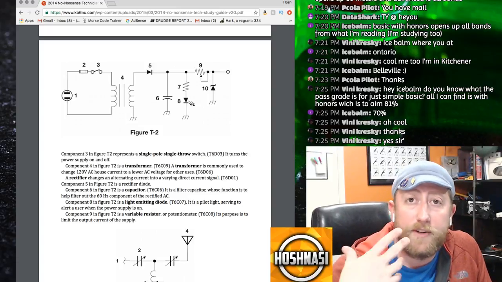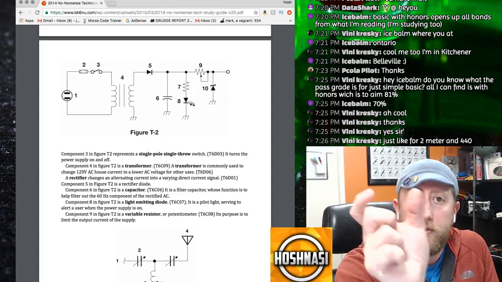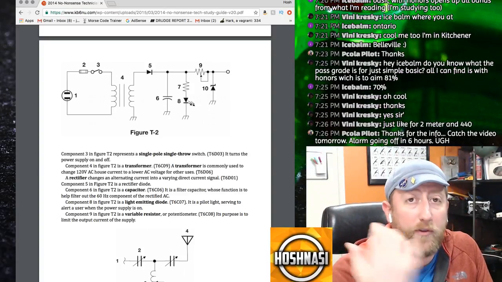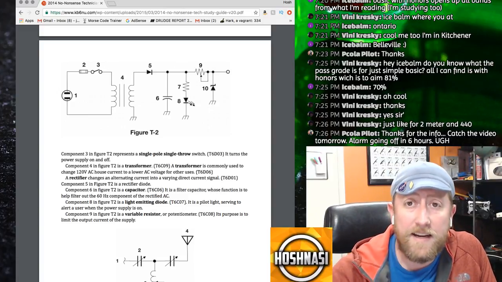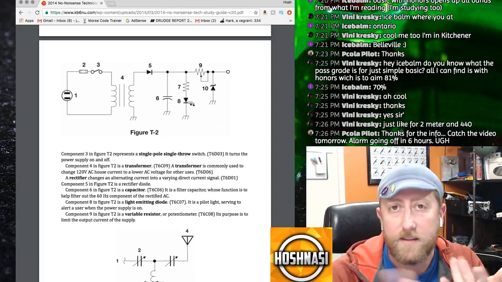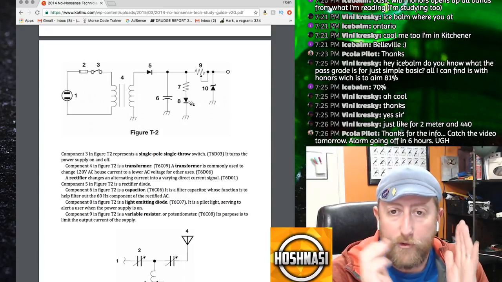So component 2 looks like, you ever get those rice crackers, the little rice cylinder with the nori, with the seaweed? That's what it reminds me of. That's a fuse, a fused connection. Next to that, the two little dots with the lever, that's a switch. That makes perfect sense. Number four is a transformer, right?